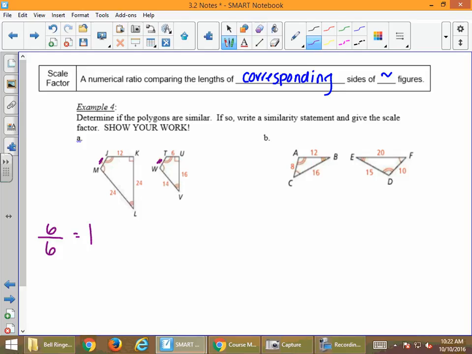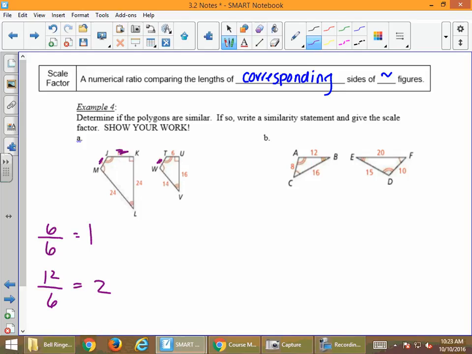Give me another side in this figure. JK. So 12. Which side matches up with JK? TU, which is 6. What is 12 over 6 reduced down to? 2 over 1 or just 2?